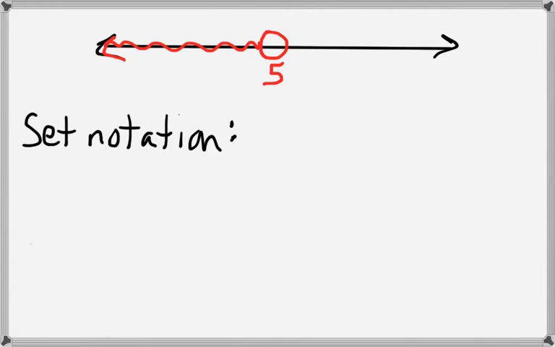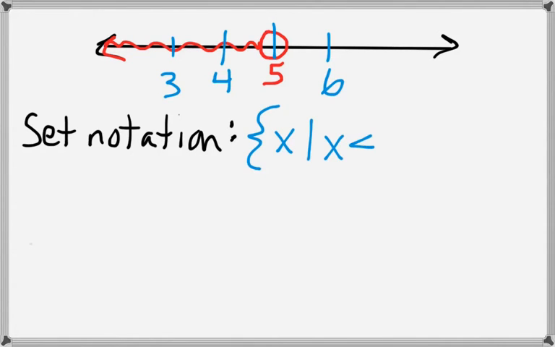Similarly here, we've got only one boundary. We're at 5. Sometimes it helps to add some more numbers to the number line, right? So we're starting at 5, going to the left. So we're including all the numbers that are less than 5. We're not including 5 because we have that open circle. So this will be the set of all x such that x is less than 5.